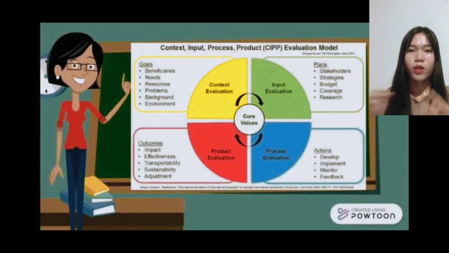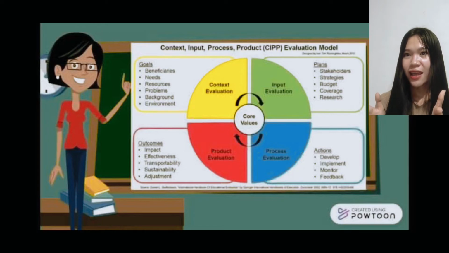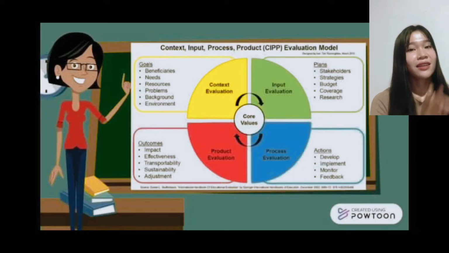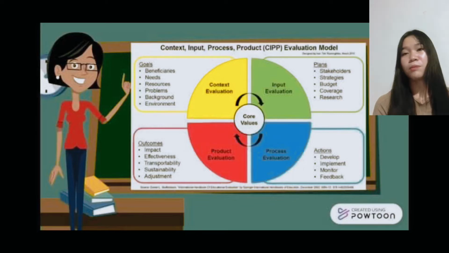Okay, so we have the goals. Of course, we're going to focus first on what our goals are, and we're going to plan about it, and we're going to have some actions or the implementation itself, and then the outcomes, if it's effective or not. Okay, so that is the CIPP model.